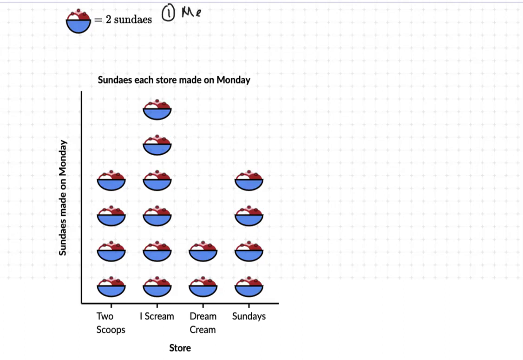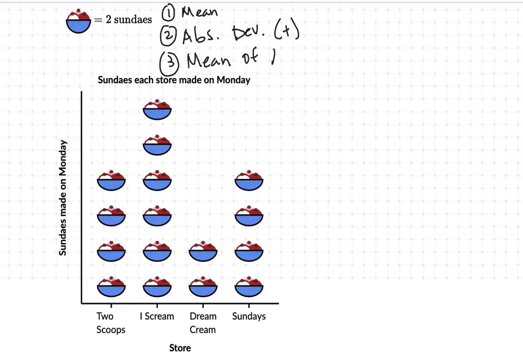So first thing is you have to find the mean, then you have to find the absolute deviations. Remember, they're always positive. And then lastly, you're going to find the mean of those absolute deviations. Okay, also going to be a positive number.